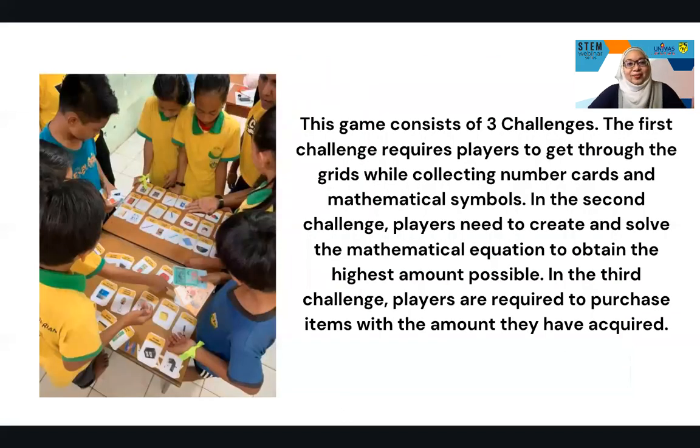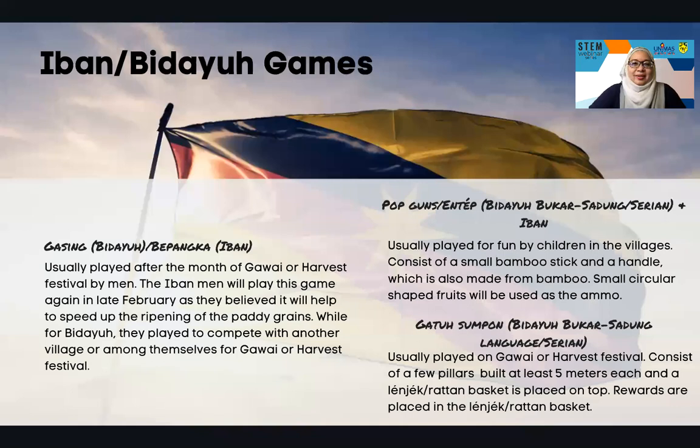Once they have gotten the total of how much they have collected through the game, they would be able to purchase the items using the amount that they have acquired. So these are some Iban Bidayuh games that we have collected, which are present in Sarawak. I'm sure there are many more games that you know about, traditionally, which are indigenous to the places where you are from.